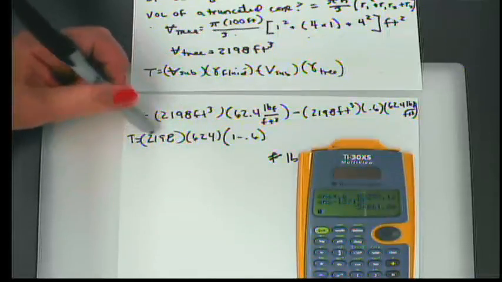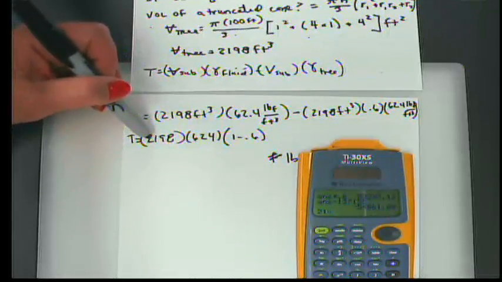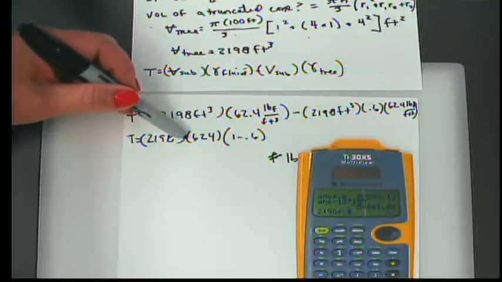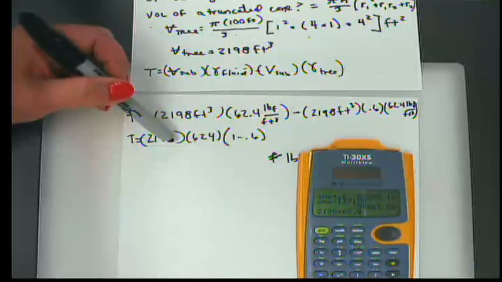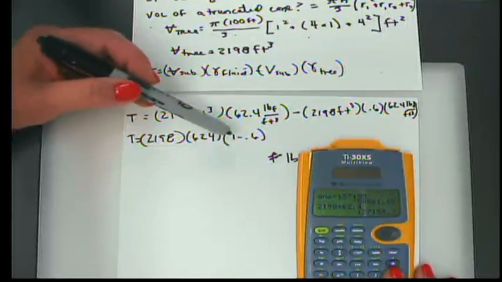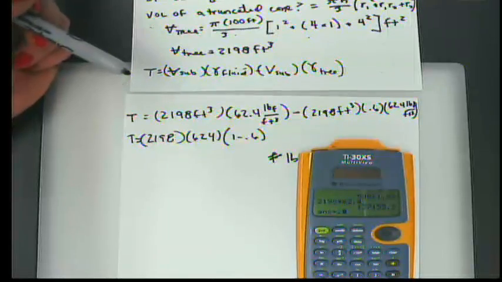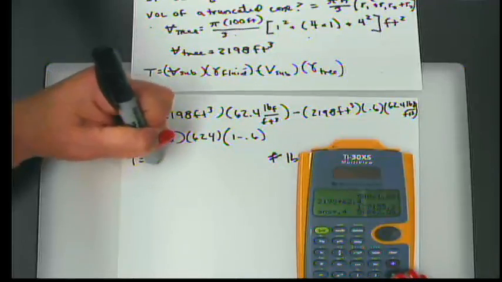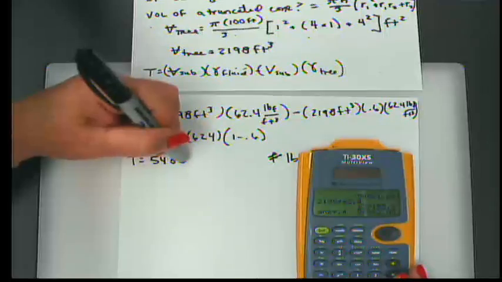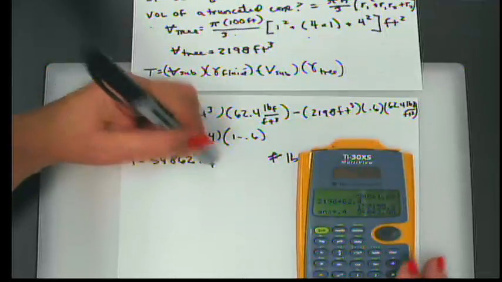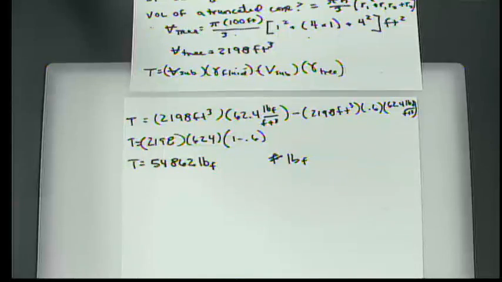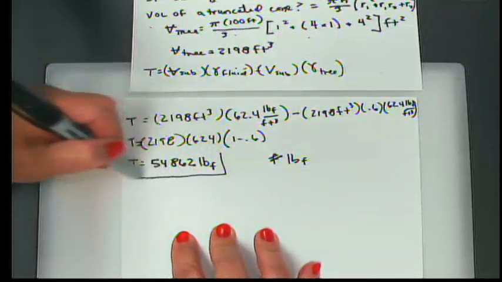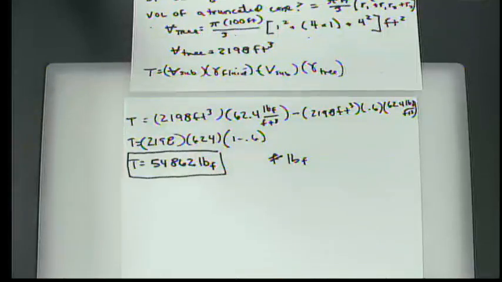So bringing out my calculator then, I have 2198 multiplied by the specific weight of water, 62.4, multiplied by 1 minus 0.6, which is 0.4, and my total value is a tension of 54,862 pounds of force. All right, so that means when I tether that tree, in order to prevent it from shooting up out of the water, we need to apply almost 55,000 pounds of force.